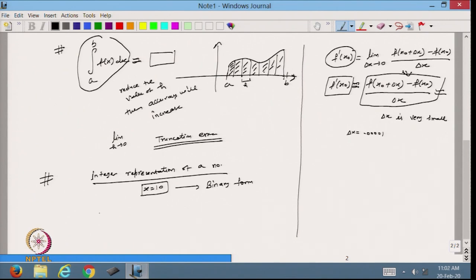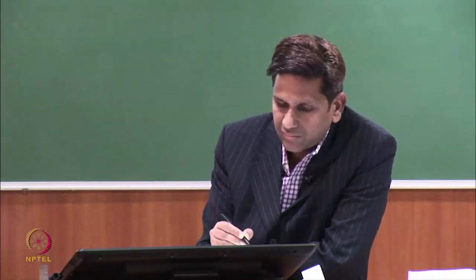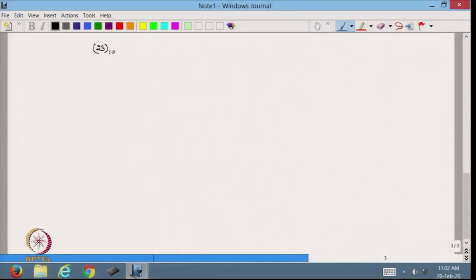Before that, I will tell you how we can change a decimal number into a binary number. So, let us start with this one. Suppose I have a number 23, and I have this number in decimal terms. Now, I want to convert it into the binary form. So, what I will do, I will write 23, and then divide it by 2.